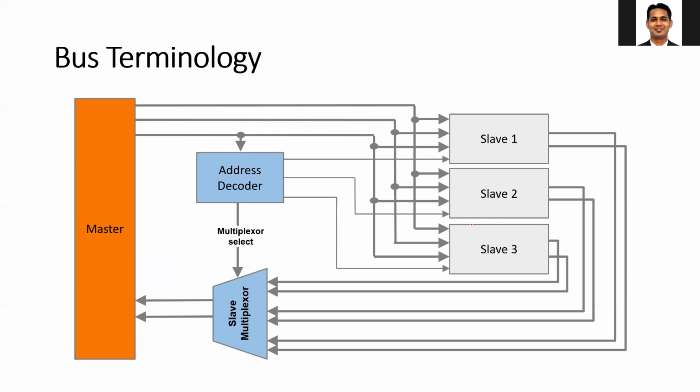You may have multiple slaves, so you need an address decoder to enable the appropriate slave. Similarly, when you receive the data, you need to choose which slave has been enabled, and appropriately pass that data to the master. So accordingly, you need the corresponding decoder and multiplexer to enable the appropriate read and write transactions.